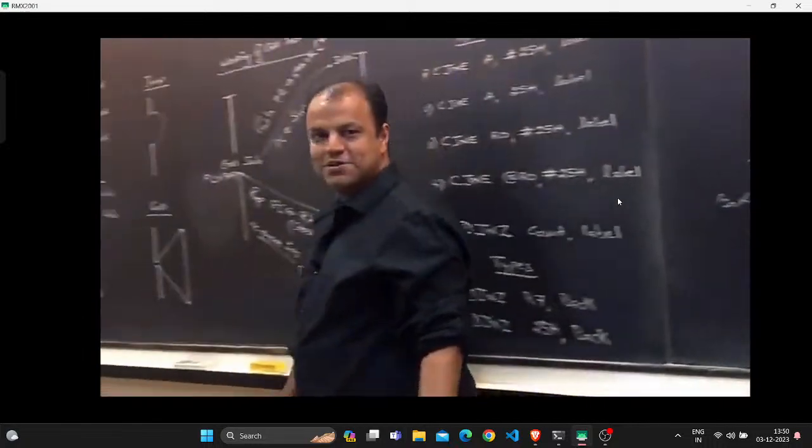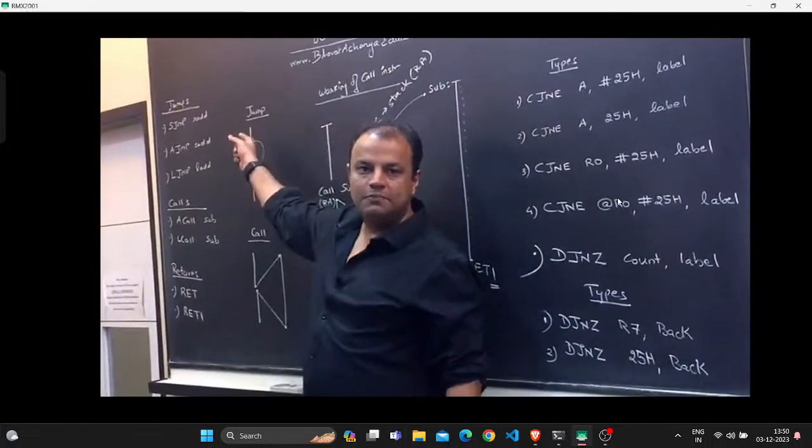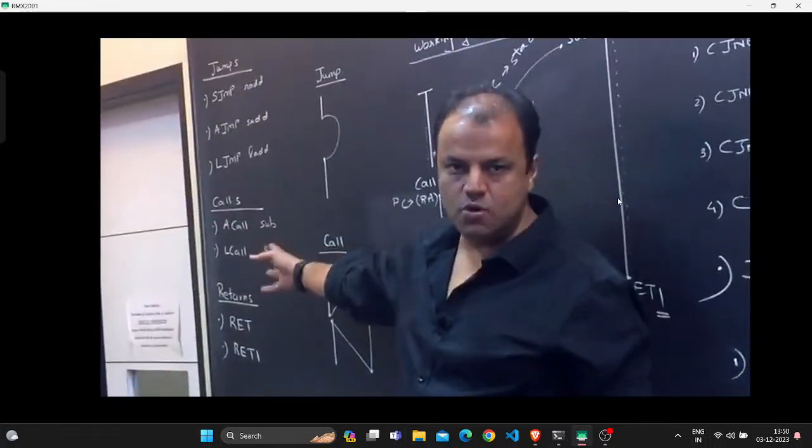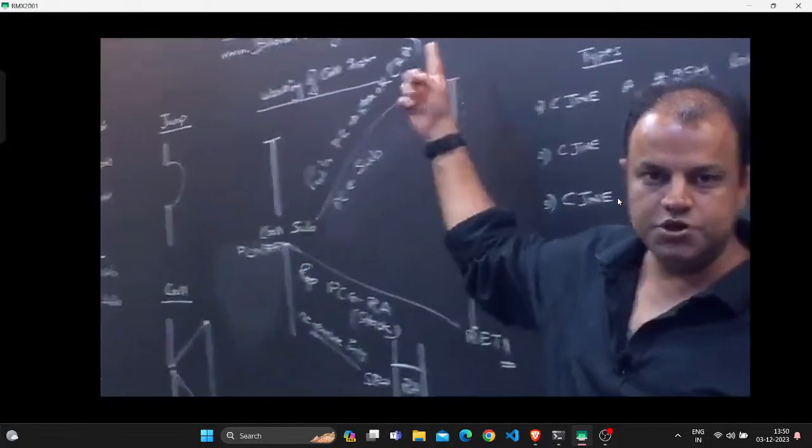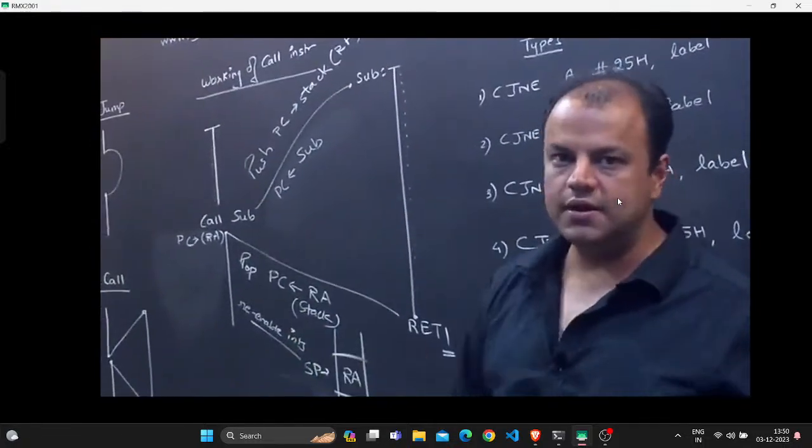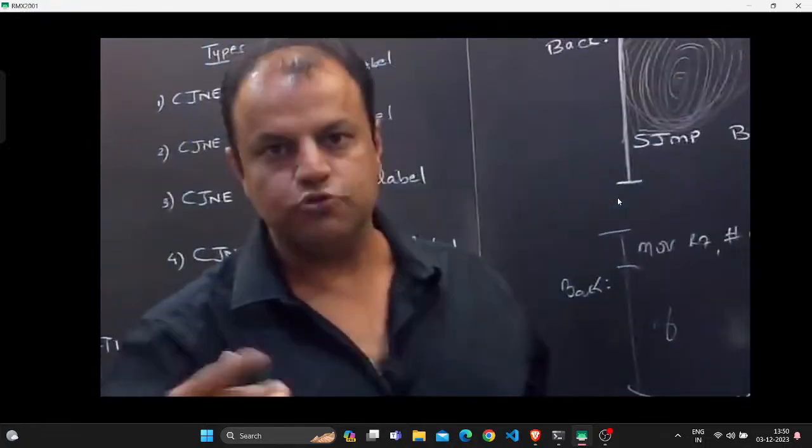So that was your whole branch control group. Let me just revise them. You have basic jumps: short, long, and absolute. You have basic calls, you have return. In a call, there is a push. In a return, there is a pop. You have ordinary return, and you have RETI. The only difference is in RETI, you also enable interrupts.